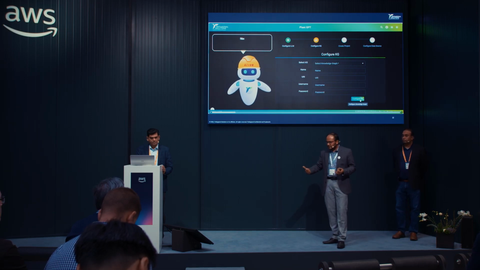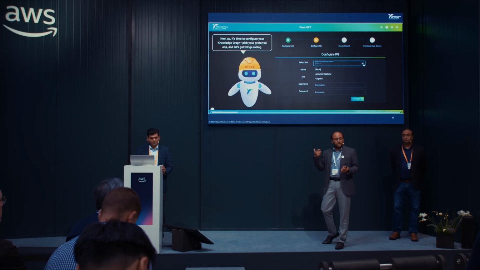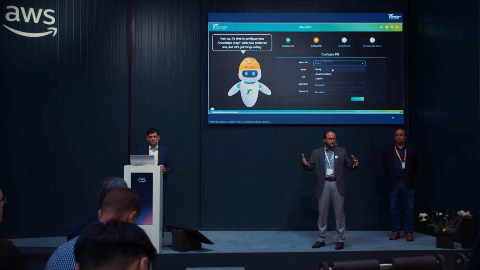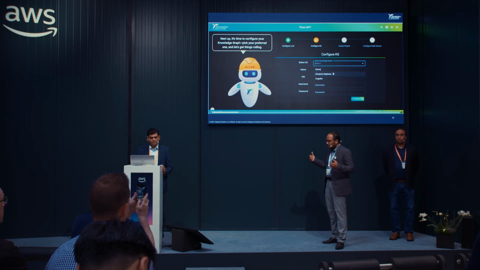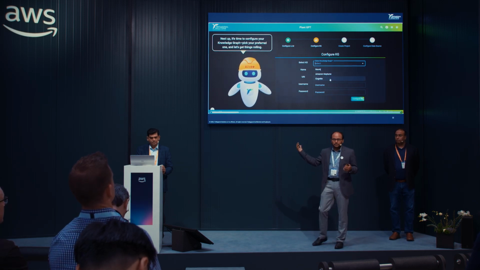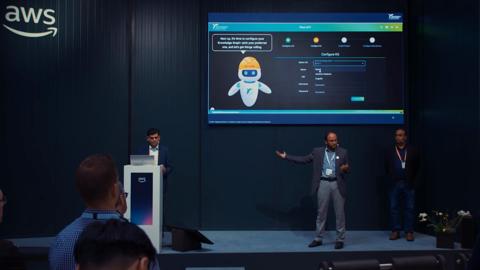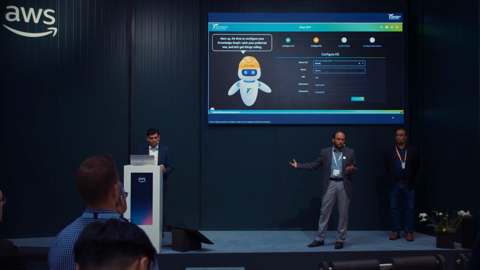Once you do those settings, then you move to the next, which is the knowledge graph, which is the entire knowledge behind our solution. In the knowledge graph, you have a couple of options like Neo4j, Amazon Neptune, and you also have Cognite.